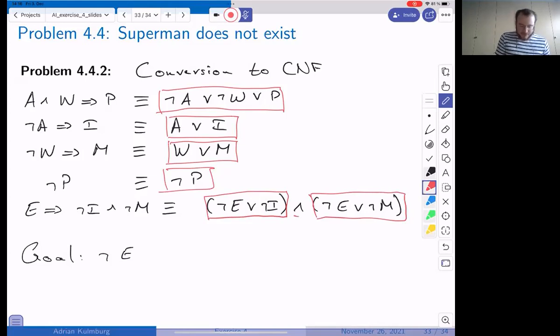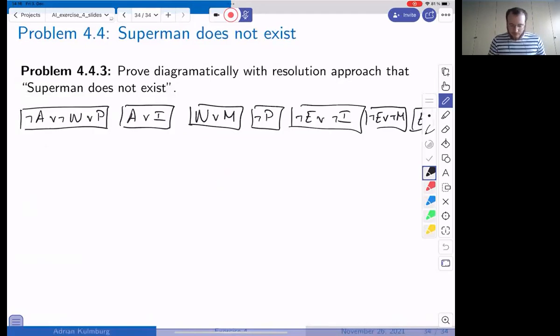And then we have the negation of our goal. If our goal is to show that he does not exist, then we need the negation of our goal, which would just be he exists. And then what you do, you just write them all in a line, and I'll do the resolution graph in a minute. Let me just check the questions.